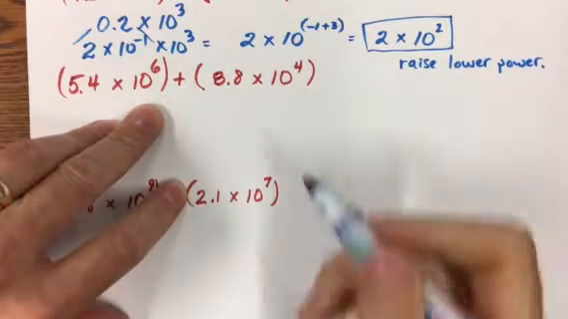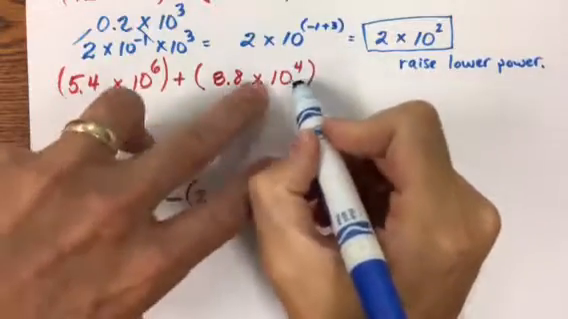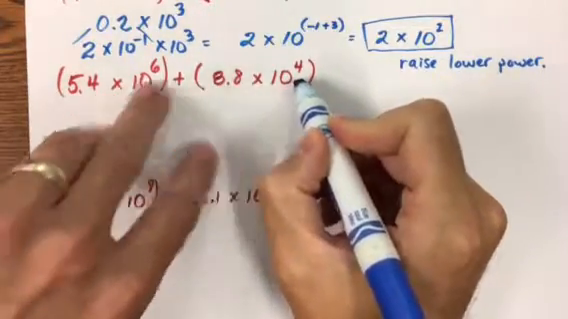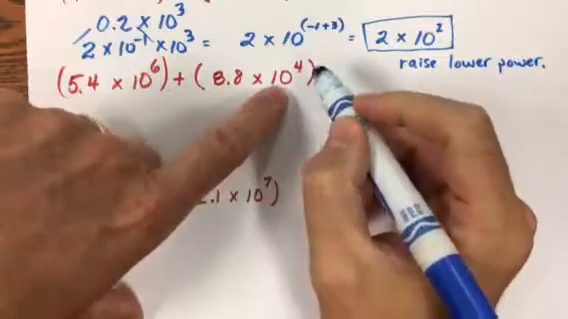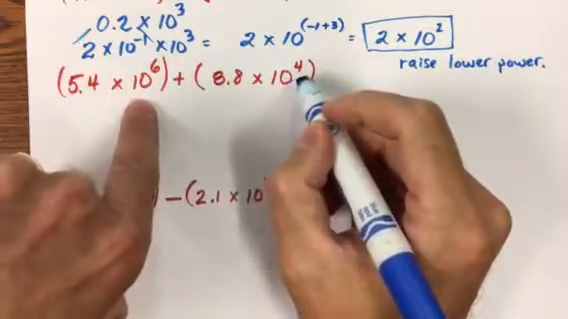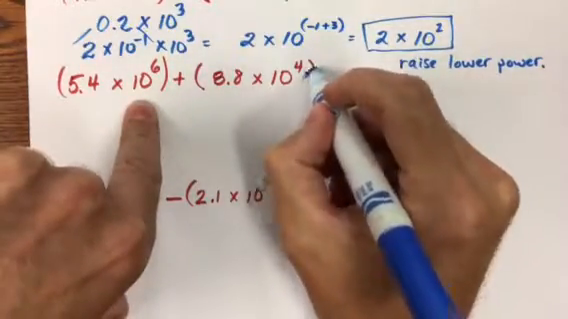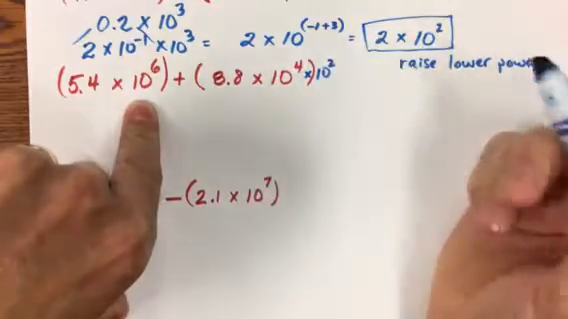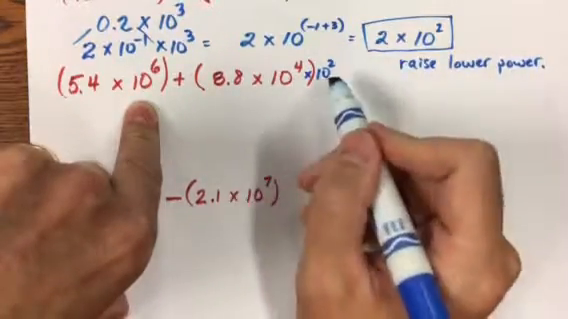And so in this case, what I'm going to do is raise up 10 to the fourth to make it a match for 10 to the sixth. Now, how do I raise up 10 to the fourth to make it a match for 10 to the sixth? I'm going to multiply 10 to the fourth times 10 to the second, and that's going to make me have 10 to the sixth right here.